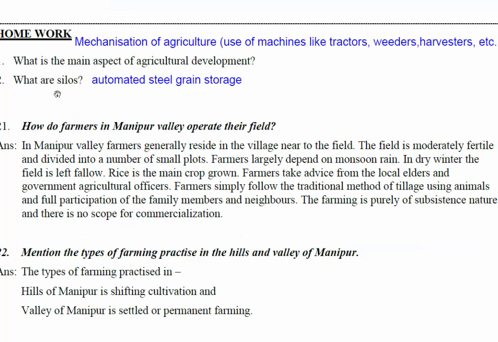Homework. What is the main aspect of agricultural development? Main aspect is mechanization of agriculture. That means use of machines like tractors, weeders, harvesters, etc. What are silos? Okay, silos are used in the United States of America. It is an automated steel grain storage. Okay, we need the storage, isn't it?